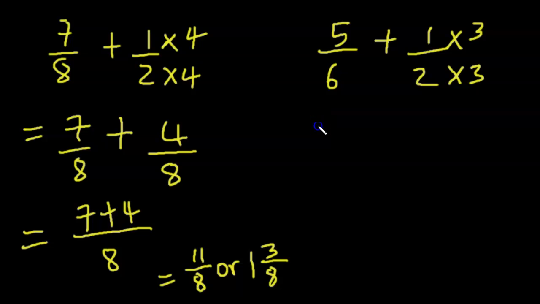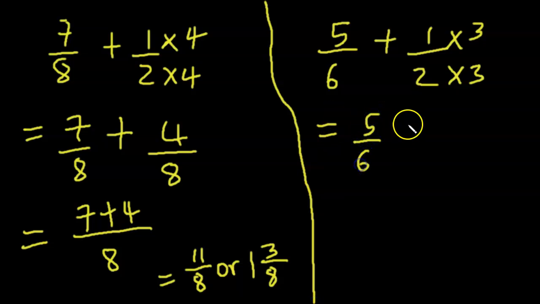Good? So now, let me just separate this problem to avoid confusion. So now we have 5 over 6 plus 3 times 1 is 3, 3 times 2 is 6. And again, that is equivalent to a half. So remember, a half can be written many different ways.